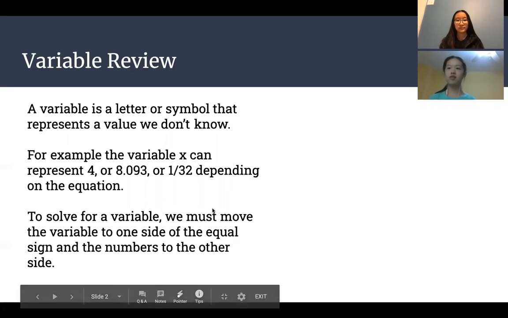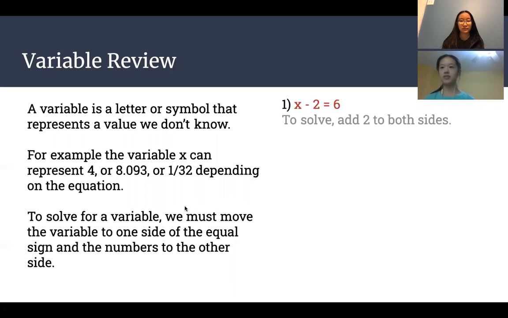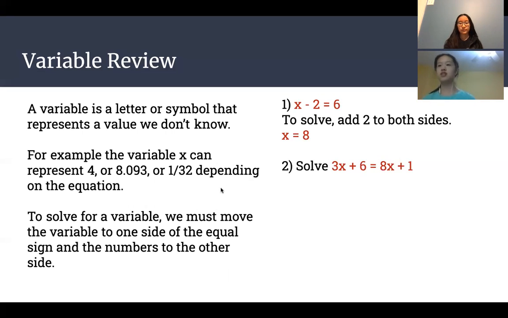To solve for a variable, we have to move the variable to one side of the equation and the numbers to the other side. So for example, the equation x minus 2 equals 6. Remember that we're trying to move the x to one side of the equation. So to solve, we first add 2 to both sides, and that gives us x equals 8. By moving the variable to one side of the equation, we find the value of that variable. So that's what solving an equation is.